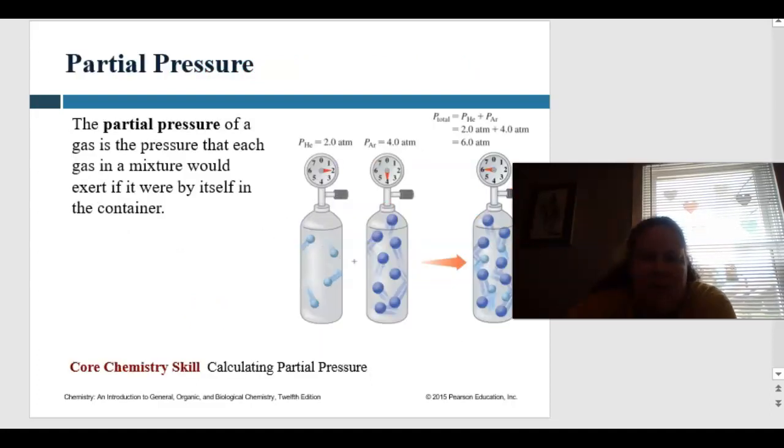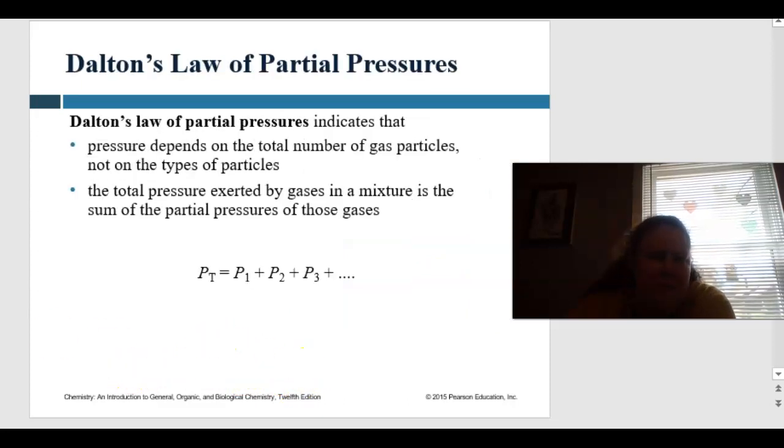Okay, so let's look at this. A partial pressure of a gas is the pressure that each gas in a mixture would exert if they were by themselves in the container. So we have helium and argon here, and we can see that when they're combined, we have a combined ATM of 6. When the helium was 2 and argon was 4, 2 plus 4 equals 6. So we are going to now learn how to calculate partial pressure.